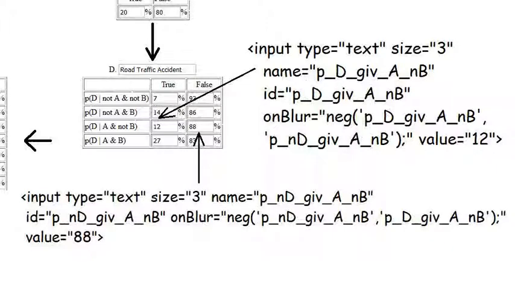Here's such a pair of fields from a table lower down the page. The probability for D, road traffic accident, depends on both A and B, although the first entry in the table, P of D given not A and not B, indicates that it's perfectly possible to be involved in an accident with a car in perfect working order and not having touched a drop.